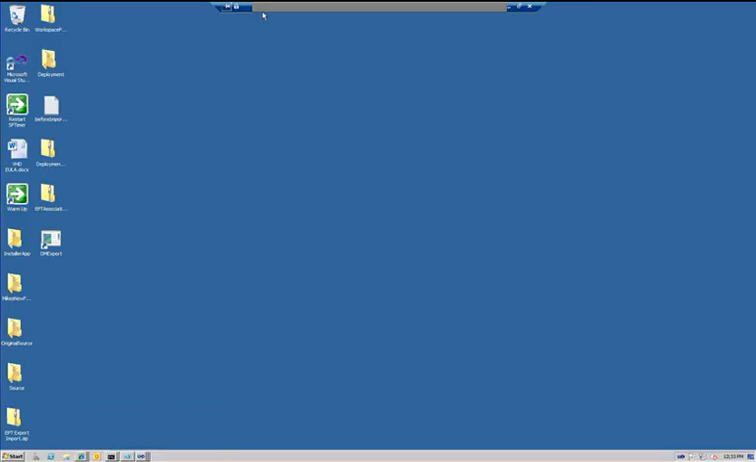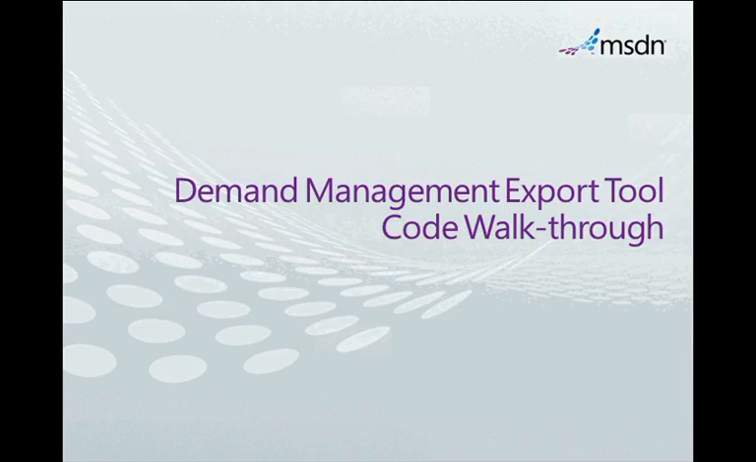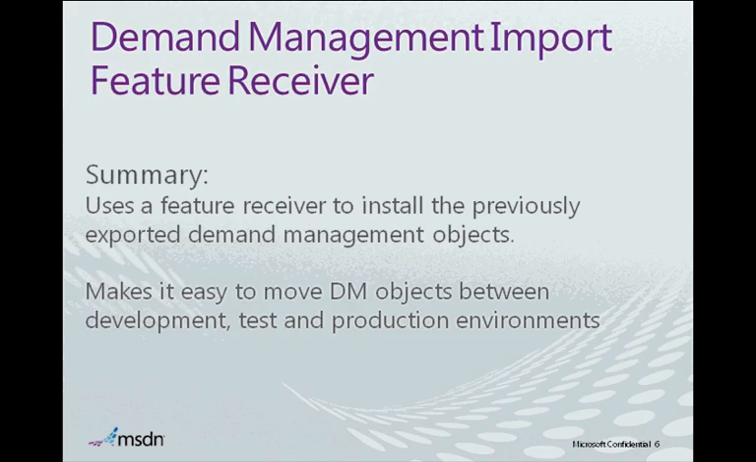Let's go back to the slides here quickly. Just give you a quick rundown on the import. So second of our three. So we've done the export walkthrough. There we go. So the next one now is demand management import. So this is a feature receiver that installs the stuff we just exported, those XML files and the CMP file.